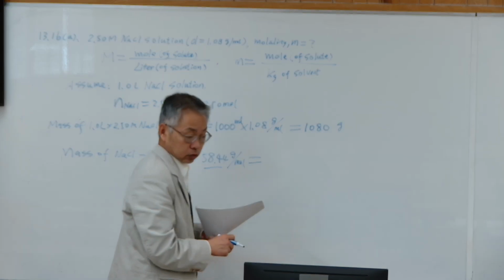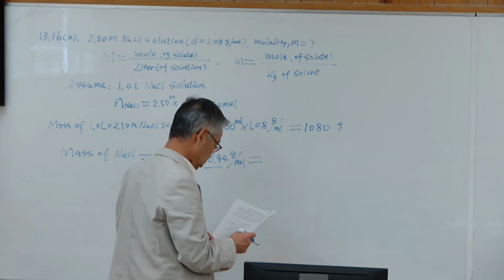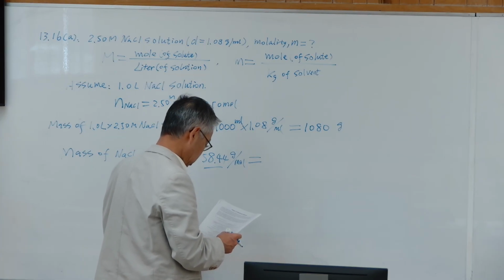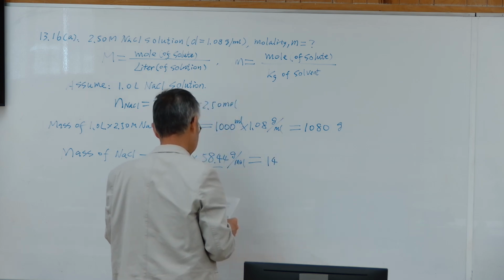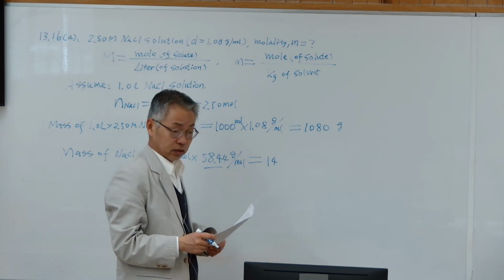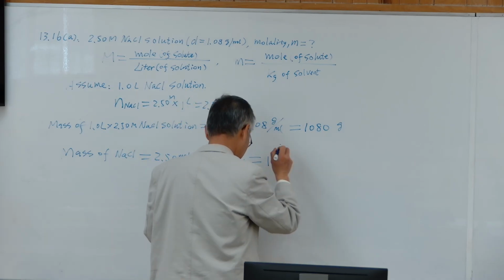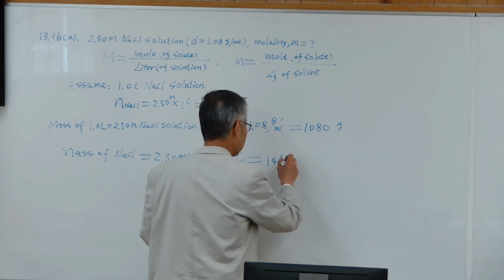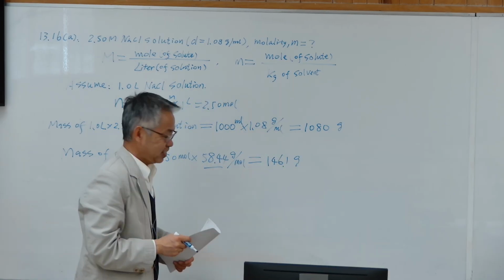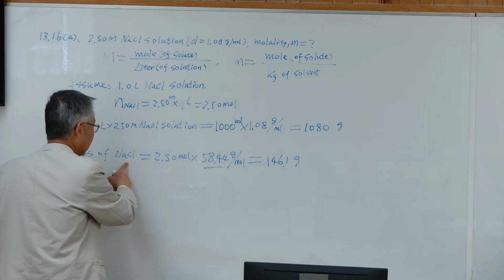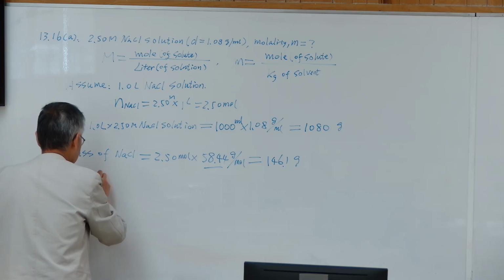So you get the mass of sodium chloride will be 2.5 times 58.44. Do you have a calculator? I got 146.1. Yeah, okay. 146.1, okay. Then from the mass of sodium chloride together with the mass of solution, we can easily find the mass of water.